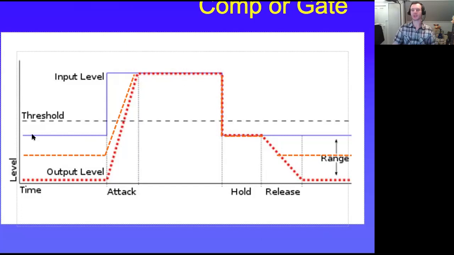Hopefully that makes sense with the threshold and the gate, bringing the level down when it's below the threshold, opening up as it goes above, and then closing back down afterwards. As I mentioned, there's this extra parameter called hold. So similar parameters to a compressor.